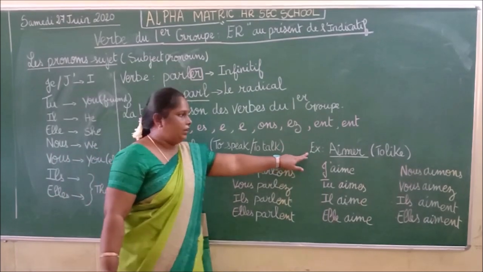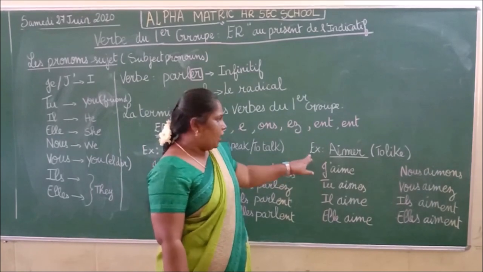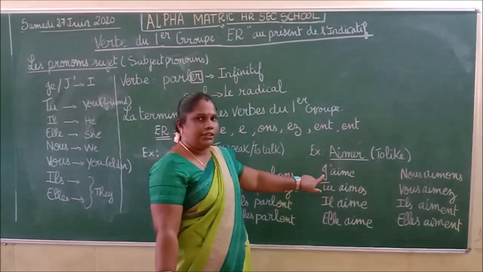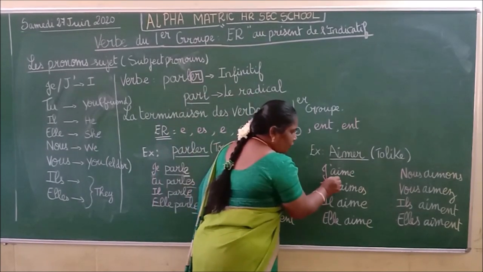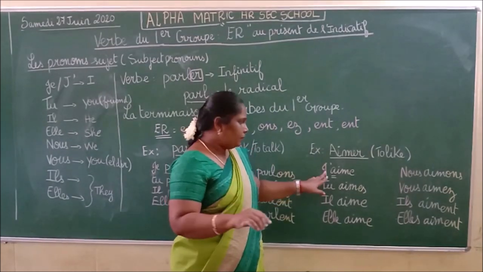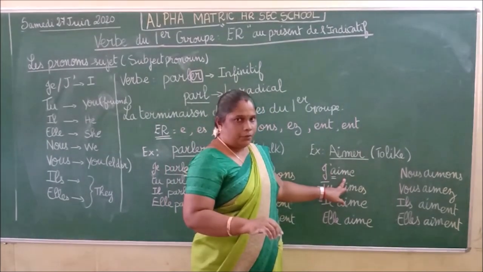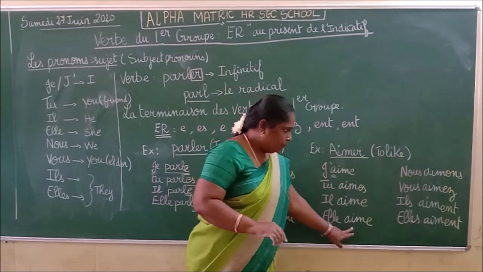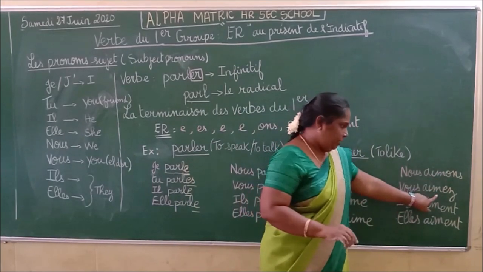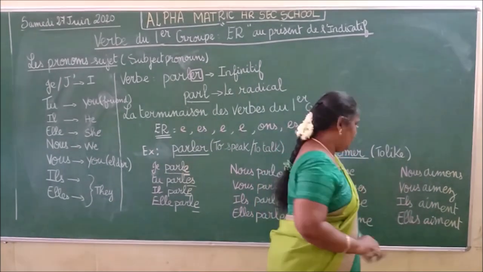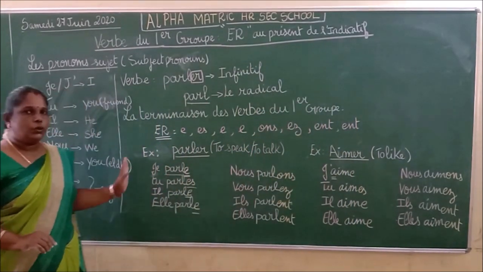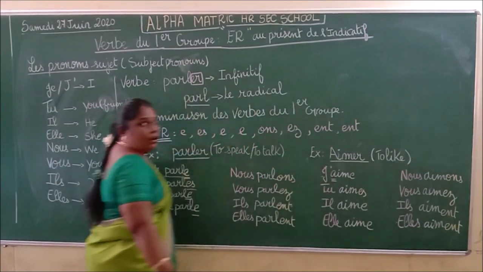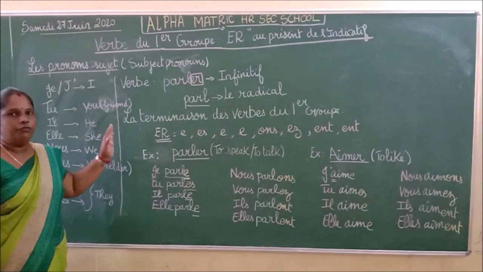And here is another example with a verb starting with a vowel. As I told you, je becomes j apostrophe before a vowel. So here I have written j apostrophe because you have a vowel. It is only for je, not for the other subjects. J'aime, I like. Tu aimes, il aime, elle aime, nous aimons, vous aimez, ils aiment, elles aiment. So you can see the difference between these two verbs: here you have je and here you have j apostrophe before a vowel. So that is for the first group verb, the er group verb.